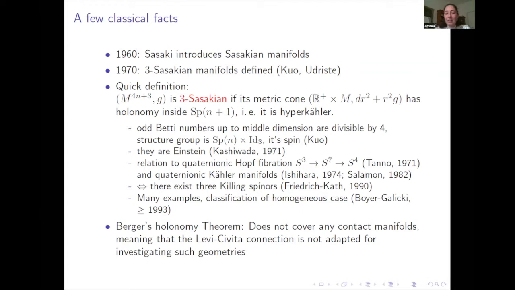Well, S7 is the standard example of a three-Sasaki manifold, right? What are the three Killing spinors? Those coming from S3, I guess? No, this you can't see. No, it's not like they're coming from the base or something. No, this is not working.